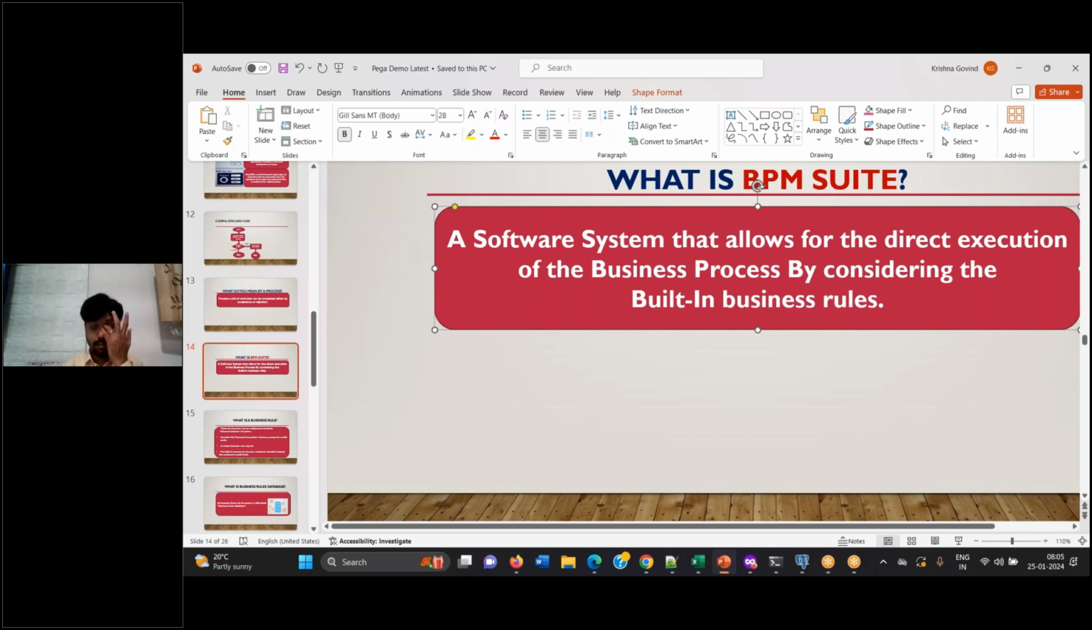So here, in a BPM system, the entire business process management system, everything will be controlled by business rules. The BPM system processing will be controlled by what? Business rules. Business rules will be there in the BPM, and they will control the business process management system.